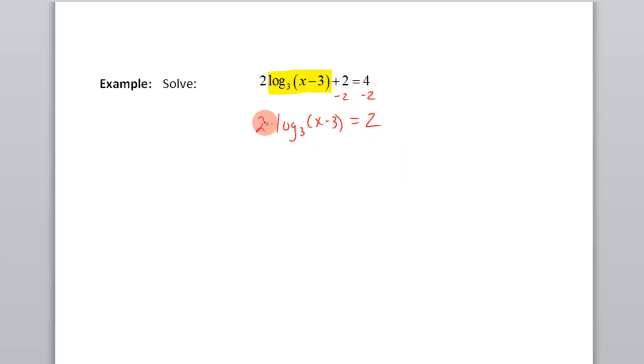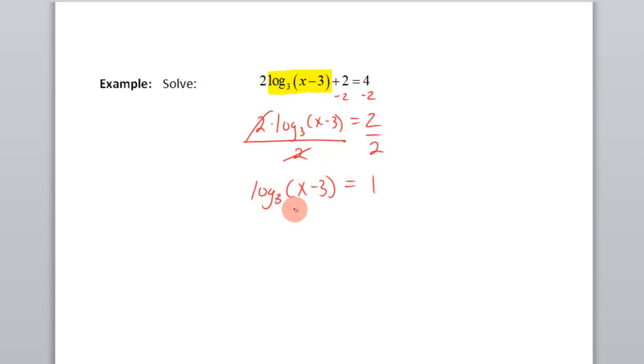And then now you can do two things. You can put the 2 up, which is a reverse power rule. But if it's 2 times, I might as well just divide by it. Divide by 2 on both sides. And I have the log base 3 of x minus 3 equals 1 now. See? The log is by itself.